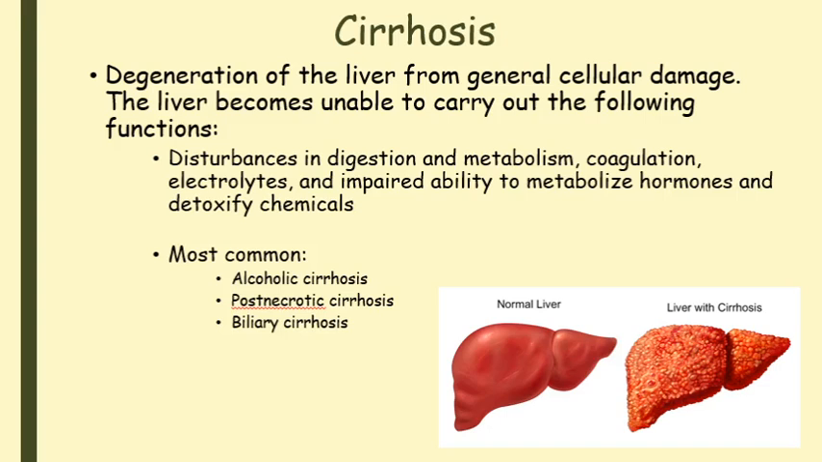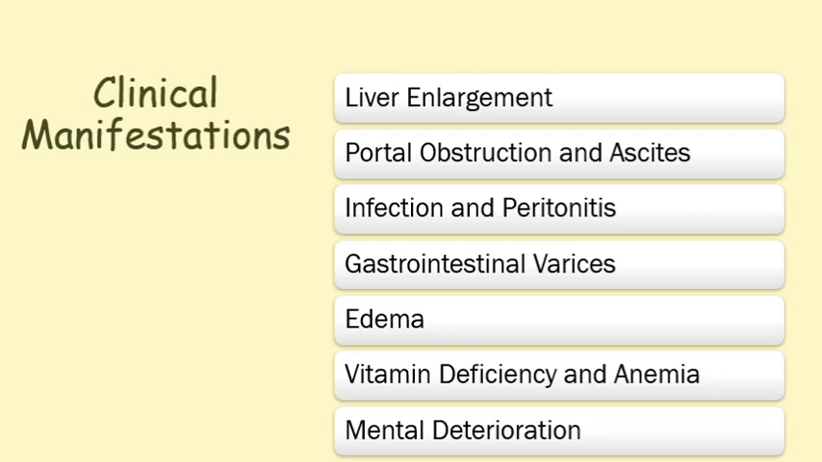Most common is alcoholic cirrhosis or post-necrotic cirrhosis or biliary cirrhosis. Cirrhosis is cirrhosis. Liver's not working. It's very scarred. So what are we going to see? Liver enlargement. Well, liver enlargement, what will we see it on? We'll see it on the ultrasound. We can see it on a CT, an MRI, but also we can feel it.